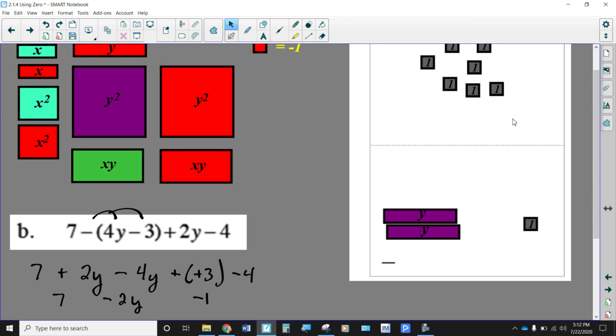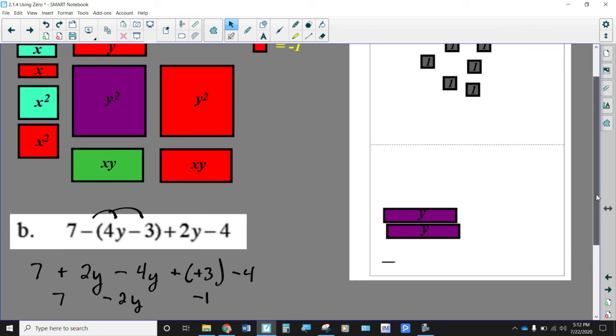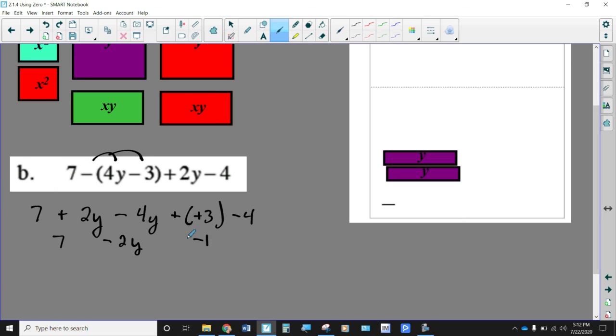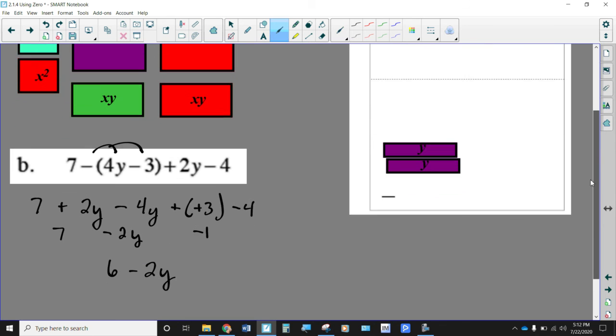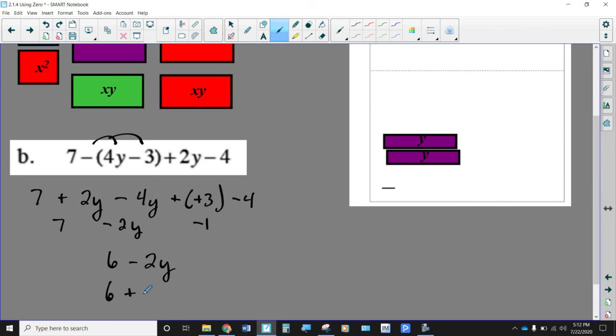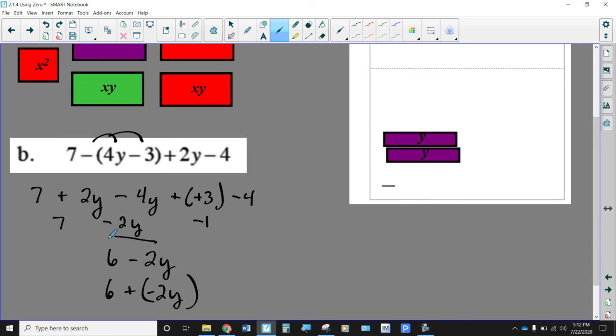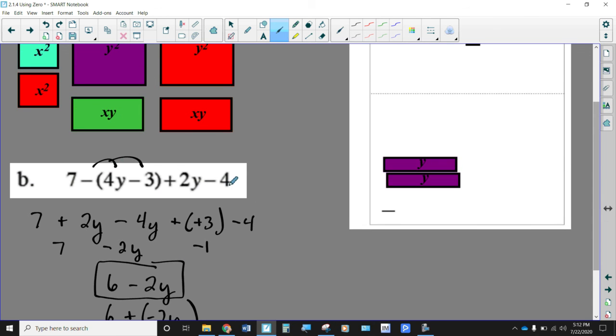So we've got one more 0 pair. We've got the one on the top and the one on the bottom. When those go away, you end up with 7 minus the 1 gives you 6 minus the 2y's. Now, do you want to move these guys across the street? Because you can. You would just change that to 6 plus a negative 2y's. That would be fine too. They both mean the exact same thing. But this is probably the easiest way to write your simplified expression, which started off like this.